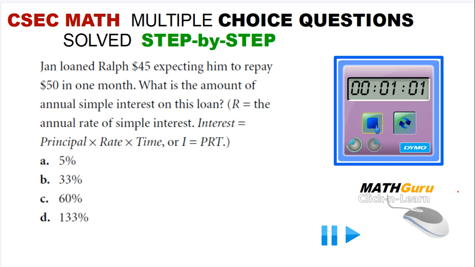Your time is up. So what is your answer? Was it 5%, 33%, 60%, or 133%?